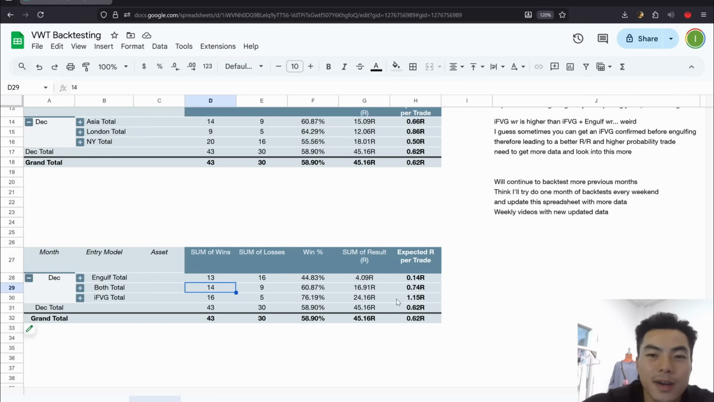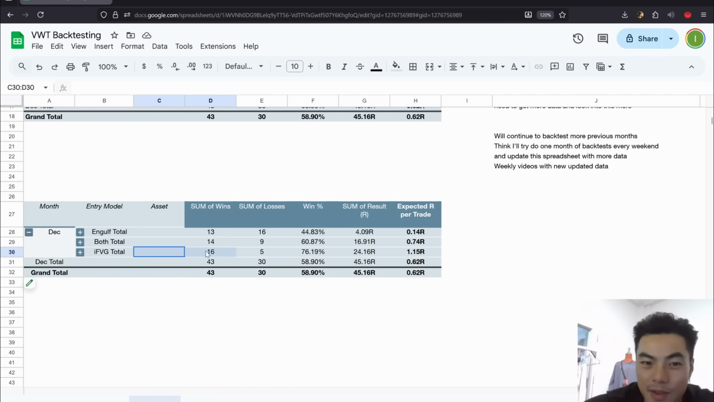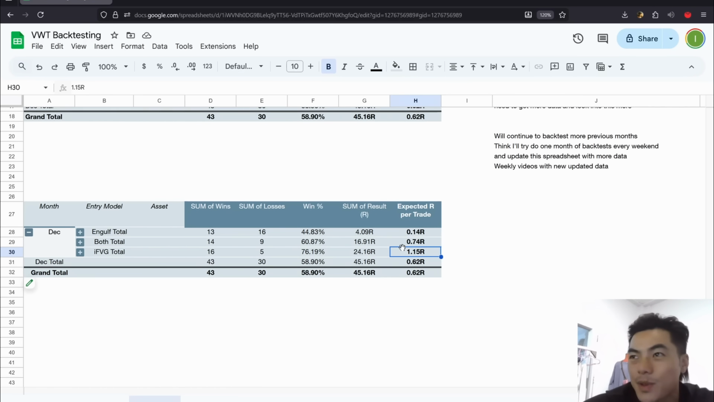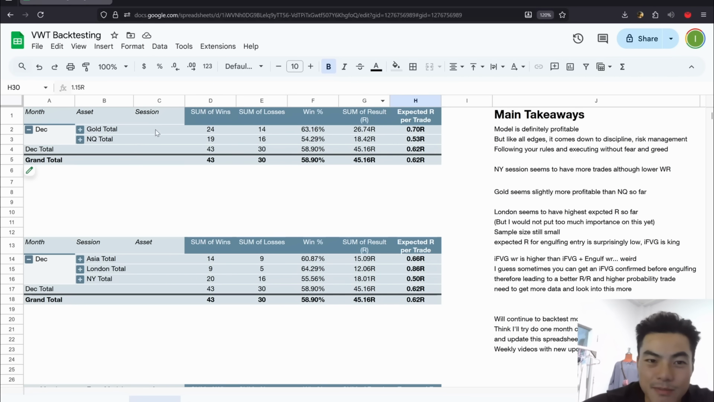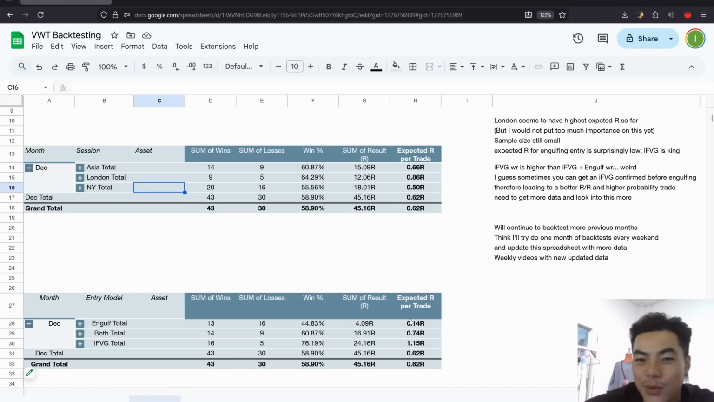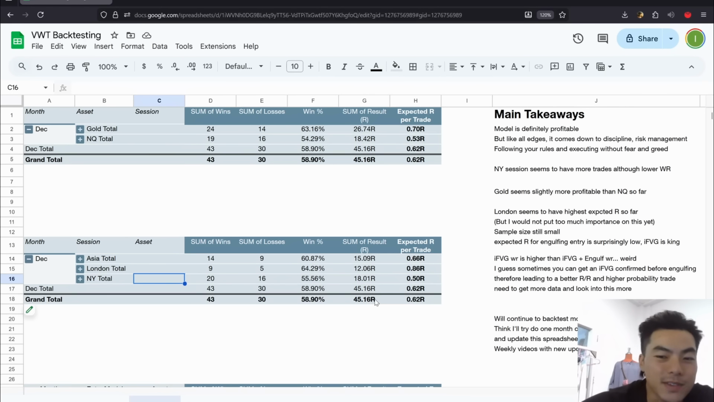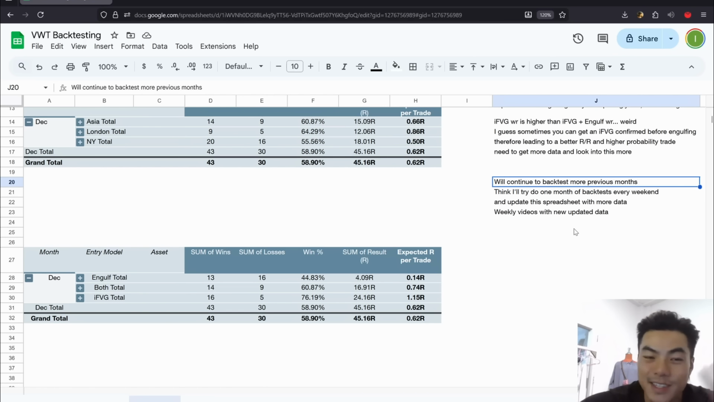But so far it seems like gold during London or Asia with an inverse fair value gap entry model seems to be the best play. But overall, regardless of gold or NQ, or Asia, London, New York, or which entry model, it all seems profitable. But this is something I'll continue to work on. I'm going to backtest more months. This is only December 2025 so far.